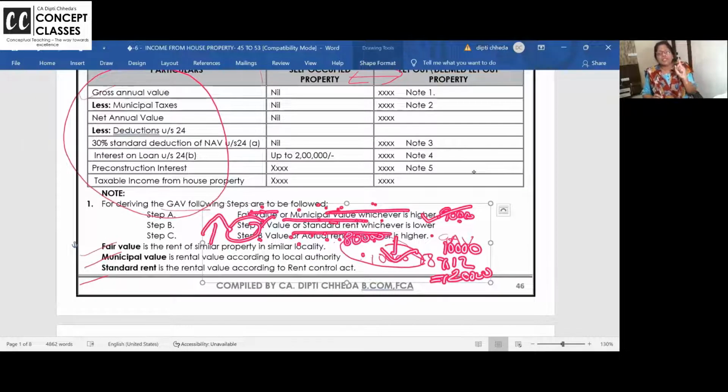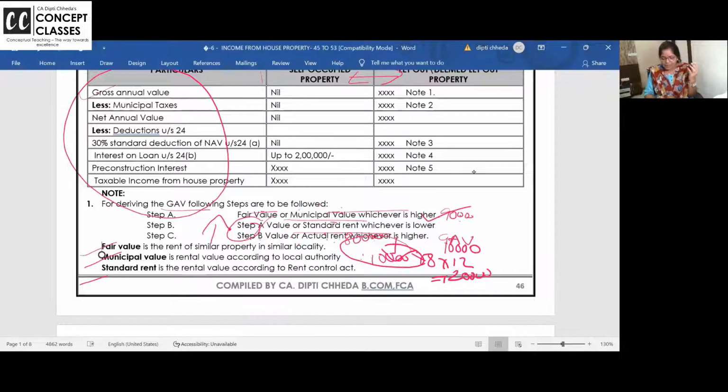Municipal tax, you deduct only if it is paid by the owner and if it is actually paid. If it is paid by the tenant, don't take it. If it is paid by the owner but late, like 4th of April and all, after the financial year is over, then don't take it. Next is NAV.